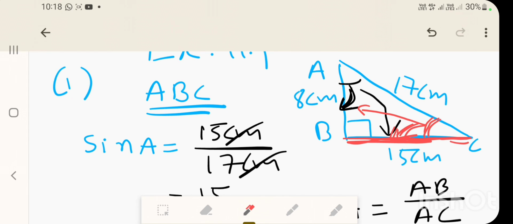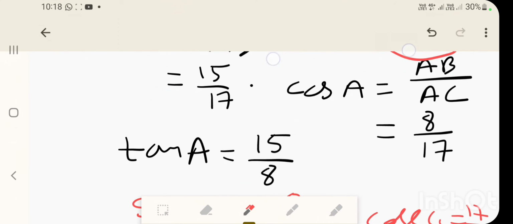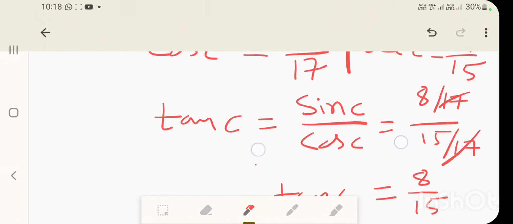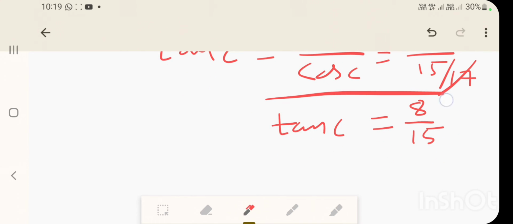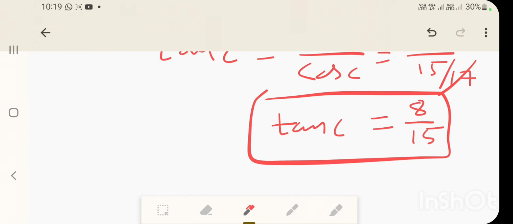If you directly look at the diagram and want to find tan C, that is the opposite side to angle C divided by the adjacent side, that is 8 by 15. That is what we got here, 8 by 15. So from the diagram also we can calculate.